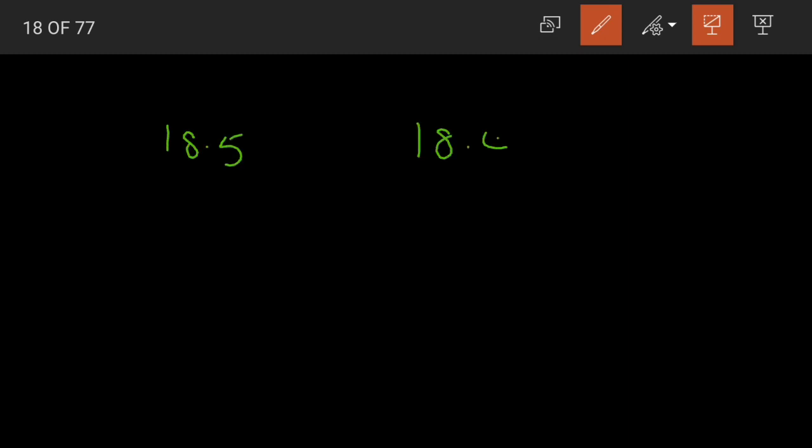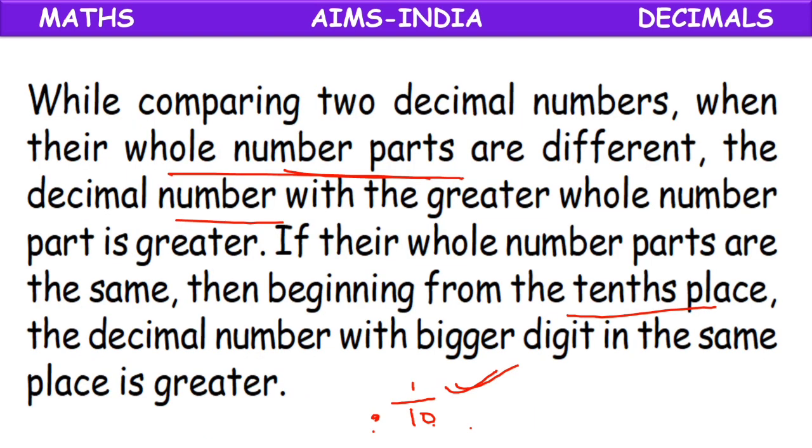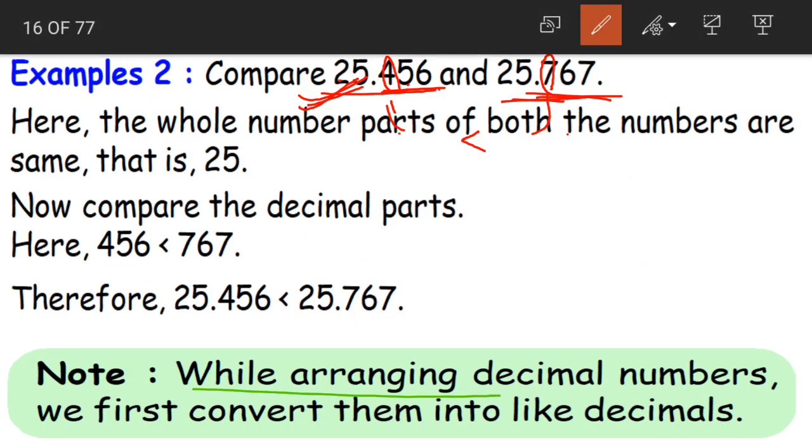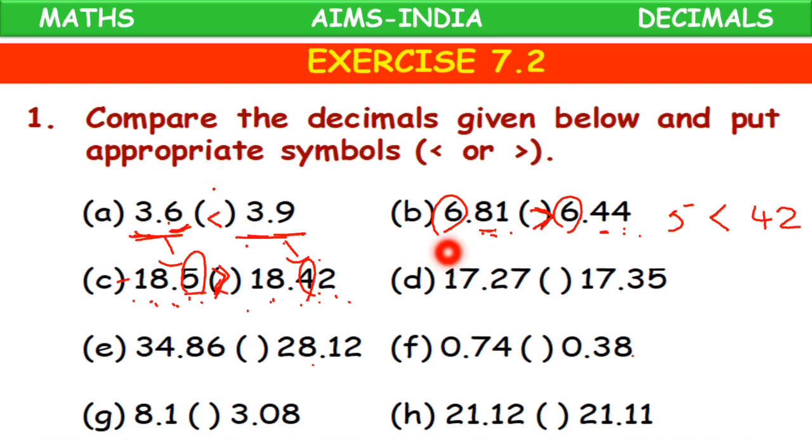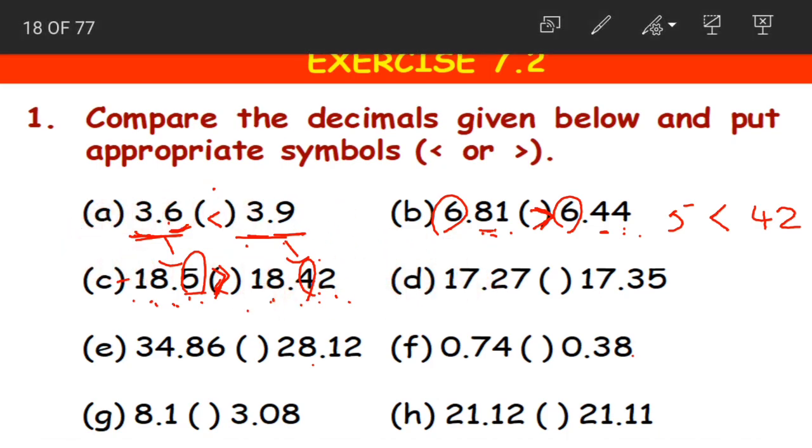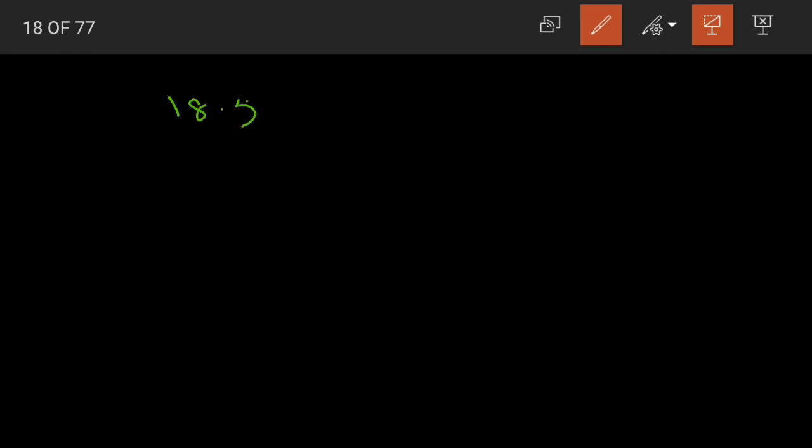18.5 and 18.42. Again, if you remember the note, what was written here? While arranging decimal numbers, we first convert them into like decimals, or while arranging and also while comparing. Like decimals means what? Let me write here the decimal numbers we have. Like decimals are those decimal numbers which have the same number of decimal places. Here the number of decimal places is 1 and here we are having 2. So now we have to add one more decimal place here. How can we do that? We can simply add a 0 to the right side of it.